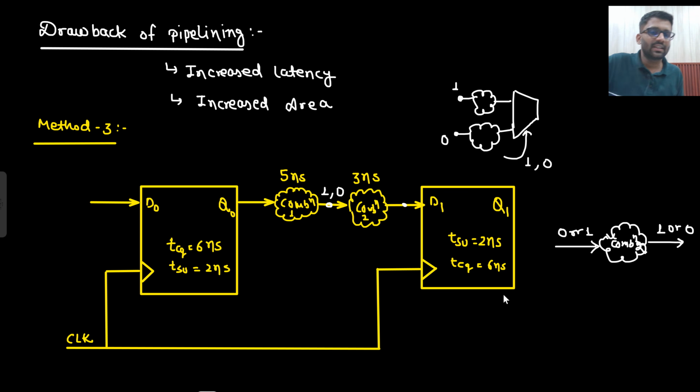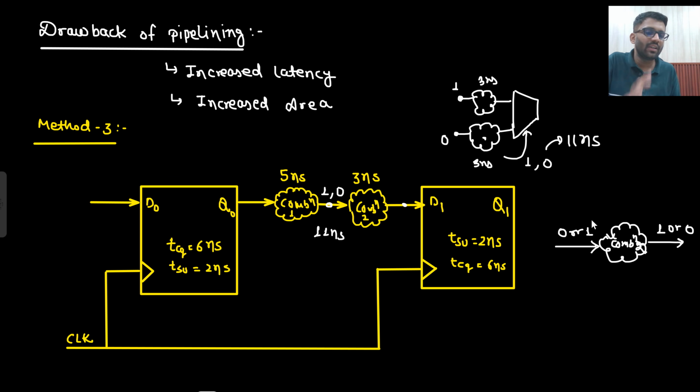Now just as the circuit starts, data will travel from here to here. How much time will it take? It will take 11 nanoseconds. Here data will be reaching after 11 nanoseconds, right? Just as the circuit starts, this has a delay of 3 nanoseconds, right? This also has a delay of 3 nanoseconds. So now this 1 or 0 will be reaching after 11 nanoseconds, right? Because this is connected here.